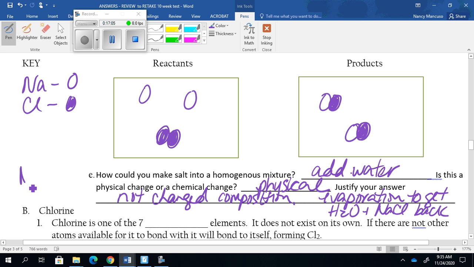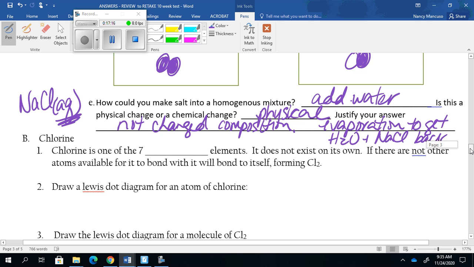All right, and then I just want to write it over here so that you see it. When it's NaCl, AQ means aqueous, and it means that it's mixed well with water. All right, now we're moving on. B, chlorine. Chlorine is one of the 7 diatomic elements.